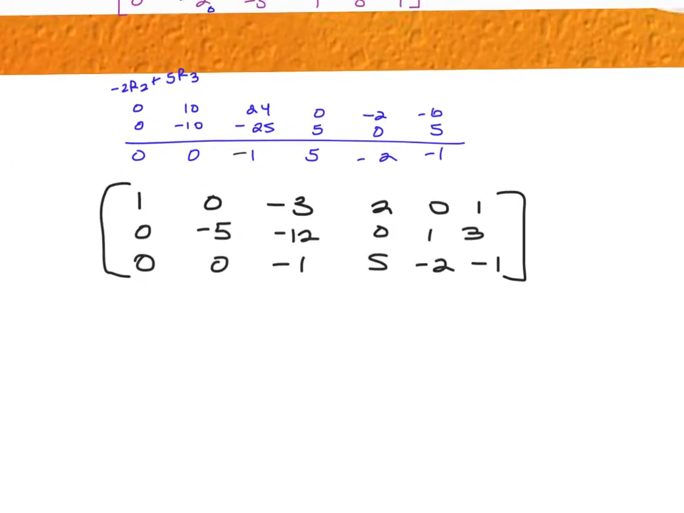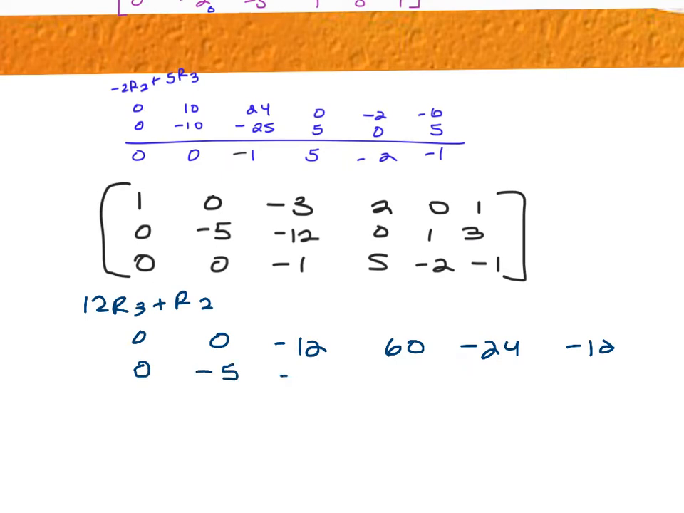Okay, so then we went to the 12. So we said this is 12R3 plus R2. Oh wait, it should be negative 12. Positive, positive, negative, negative. Oh, we did the wrong one. Jeez Louise.